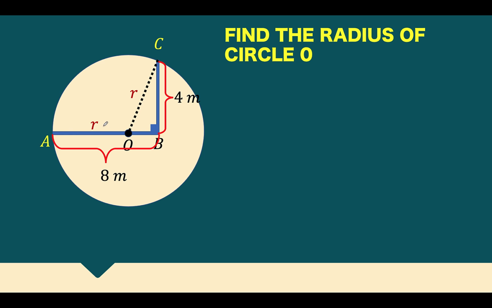Segment AO is a radius, segment OC is another radius, and let R be the length of the radius. Let's also assign a variable S for the length of segment OB. From this figure, we know that if we add R and S, the result would be the length of segment OB, which is given to be 8 meters. Solving for S, we subtract R from both sides, so S is equal to 8 minus R.